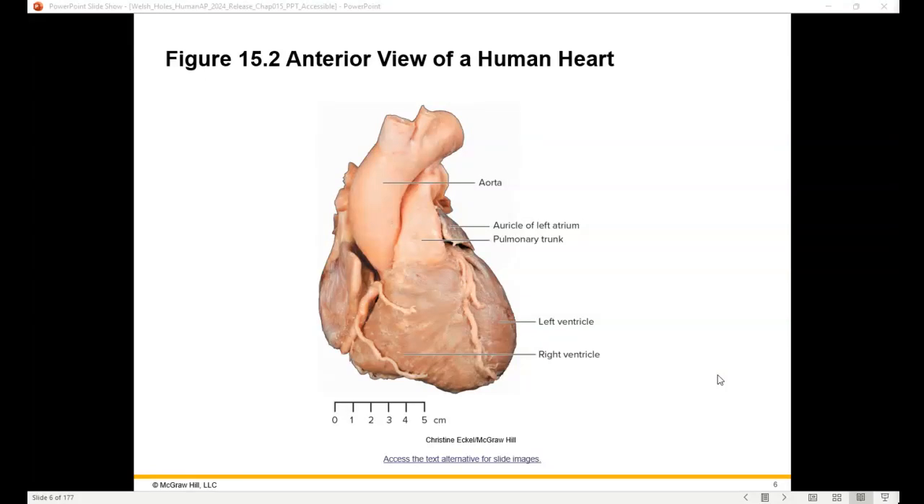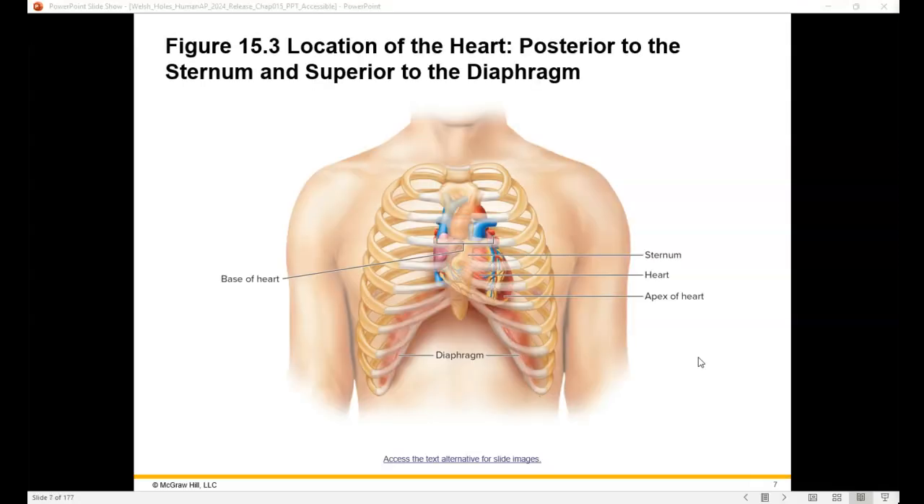So this is what the real heart looks like, if you're looking at it from an anterior view. Okay, this shows where the heart is situated.